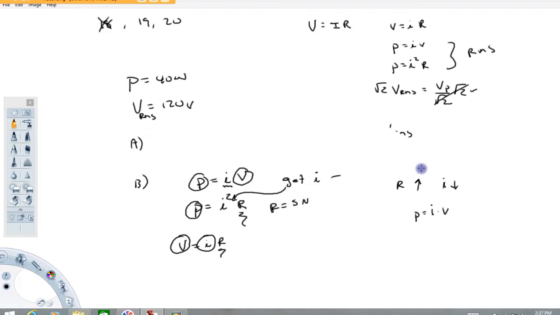If you can't figure it out conceptually, go ahead and calculate the resistance at the 100 watts and calculate it again at the 40 watts, and you can figure it out that way. But I think you can answer that conceptually. I'm going to call 19 done.